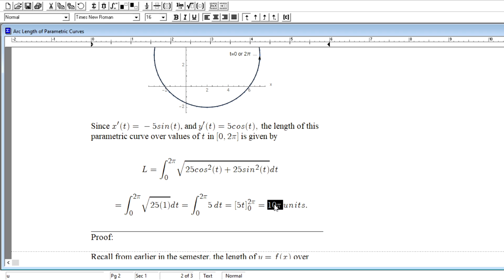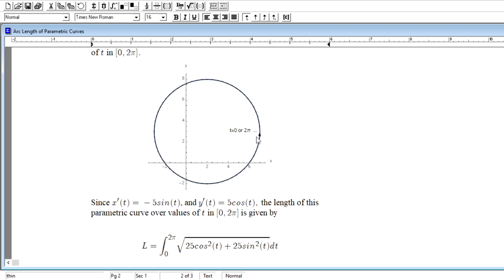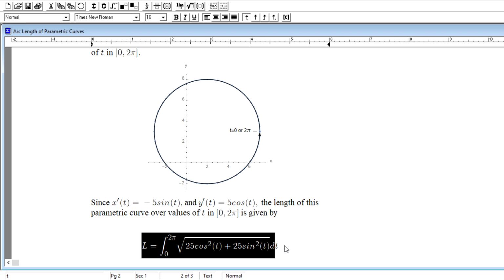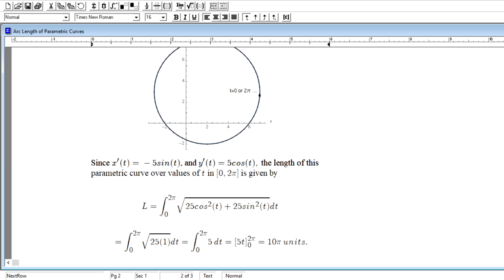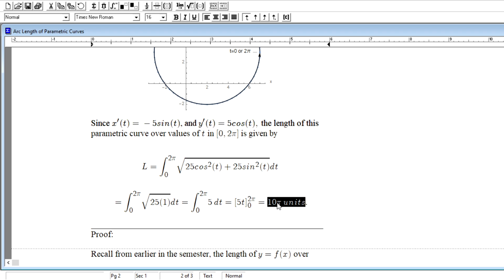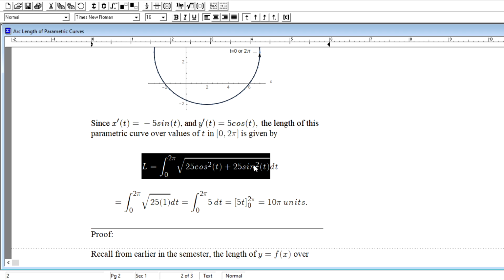So in the end, we get the 10 pi units in length that we were expecting, that was given to us from the equation for the circumference of the circle, where circumference is nothing more than the diameter times pi. The corresponding calculation for arc length applied to this parametric description gives us the exact same length. So we note that this confirms the calculation as being appropriate.